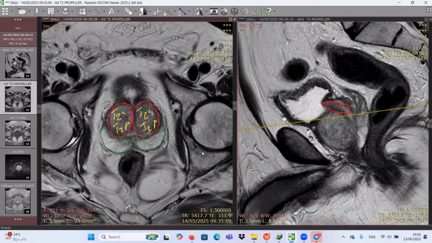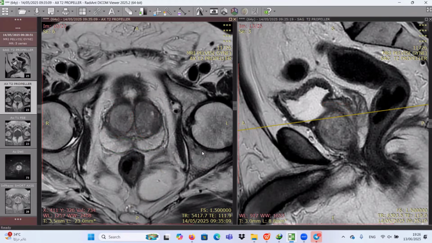So we have here BZA, BZB, BZM. Also we have BZA, BZB, BZM. And also we have here, this is the site of the fibromuscular stroma on the right side and on the left side.